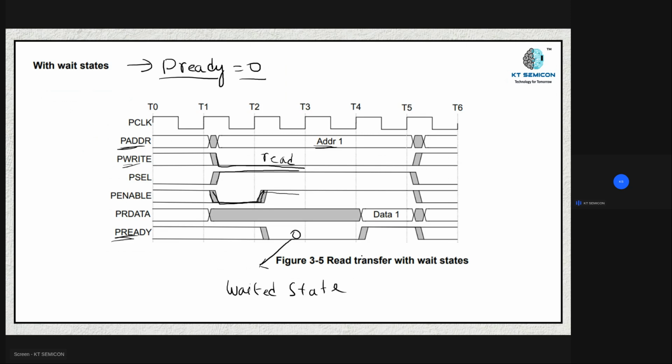Now, whenever our PREADY is equal to 0 and it is a wait state, then our master is basically waiting for the slave. So what is happening? Since the master is waiting for the slave, the master keeps the address signal constant, the PWRITE signal is not changing, and the PSELECT signal is also not changing. Whenever our PREADY signal was made 1 by the slave, then only the slave provides the read data information to the master.